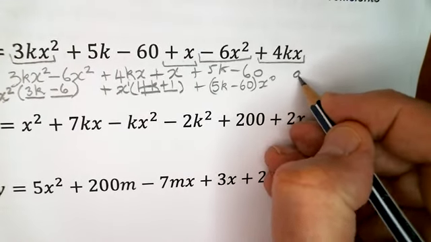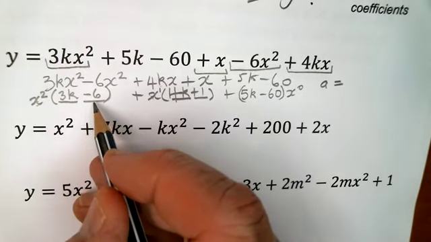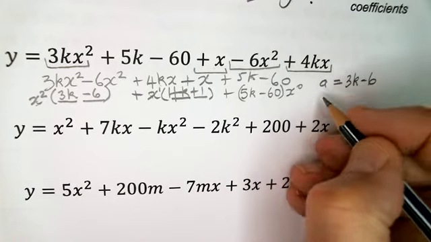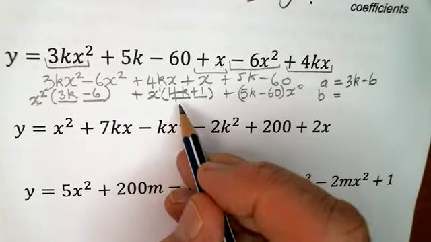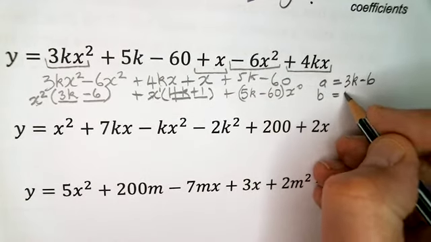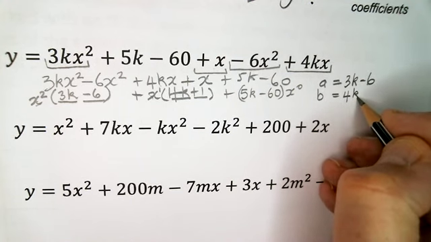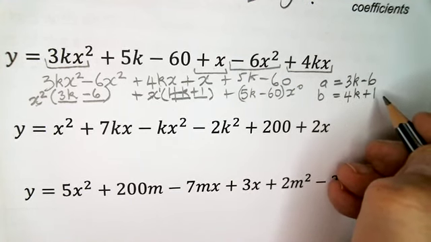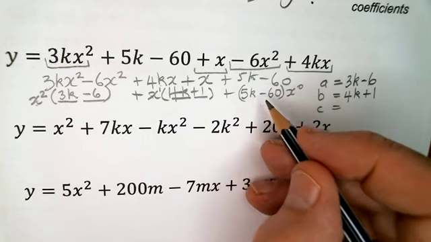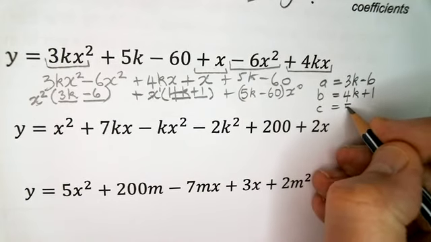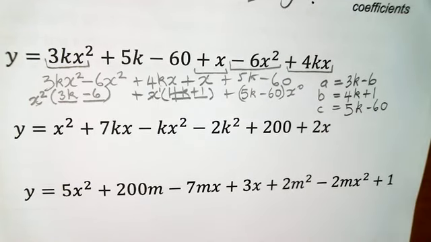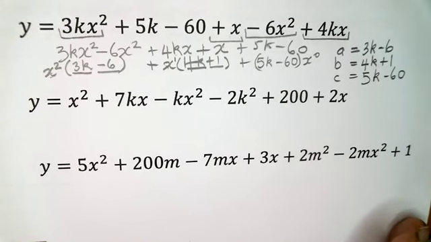So my a value here is going to be 3k minus 6, there it is. My b value here is going to be the thing in front of the x, or behind in this case, 4k plus 1. So b is 4k plus 1. There it is. What else do we have? We've got this one in for c. My c value is 5k minus 60. And they are my a, b, and c values. All right, let's do the next one. Next one, what have we got here?